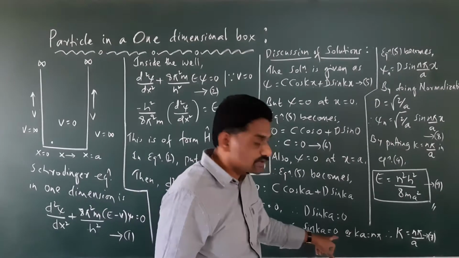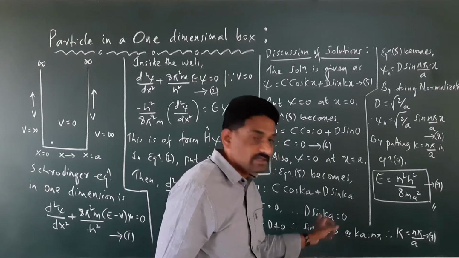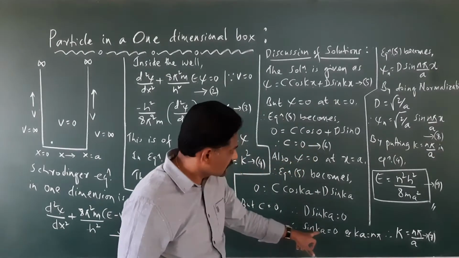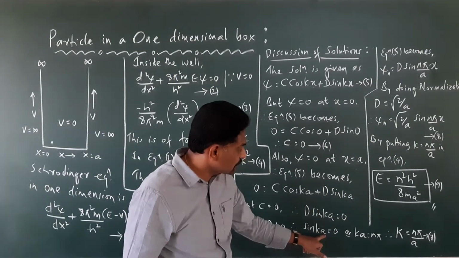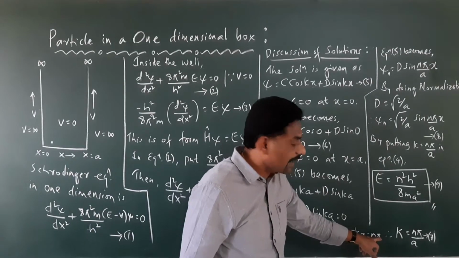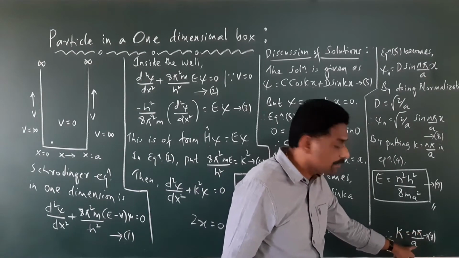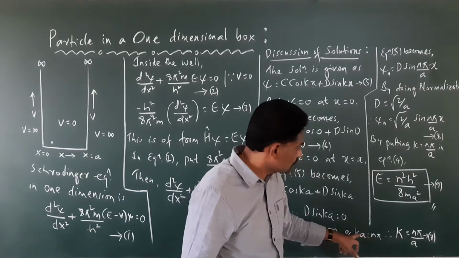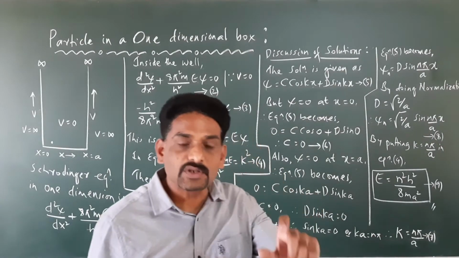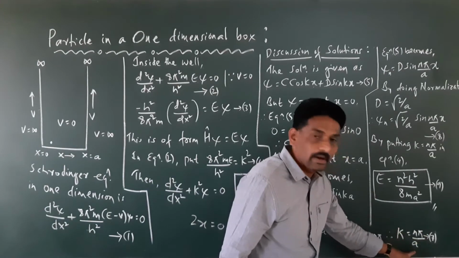If sin ka is equal to 0, what does it mean? It means that ka equals sin inverse of 0, which implies that ka equals n pi. Or in other words, k is equal to n pi by a. k is equal to n pi by a. So what we got? We got the value of k as n pi by a.